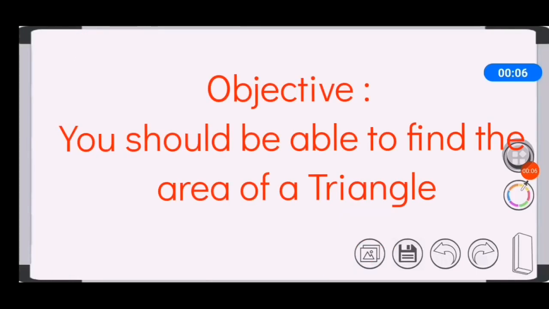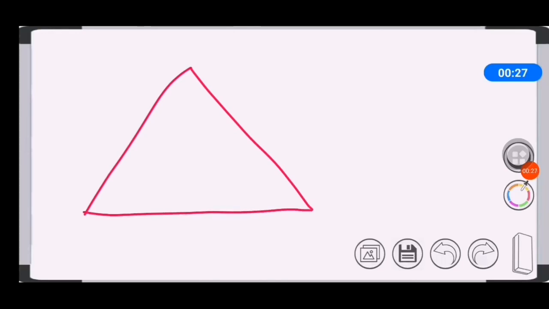In today's lesson, we are going to look at how to find the area of a triangle. We've been working on areas of different shapes: rectangle, square, parallelogram, and the next one we're doing is a triangle. First of all, let us look at the dimensions of a triangle.